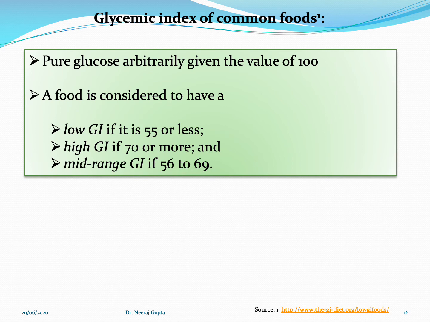Glycemic index of common foods. Pure glucose is arbitrarily given the value of 100, and a food is considered to have a low GI if it is 55 or less, high GI if 70 or more, and mid-range GI if 56 to 69.